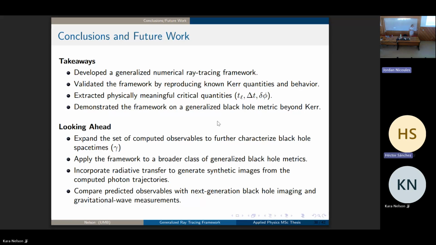And then we're working on making these images take into account maybe plasma or radiative transfer to get an idea of a more physical, more realistic photon trajectory. And that's basically it. Yeah, and gravitational waves and stuff.